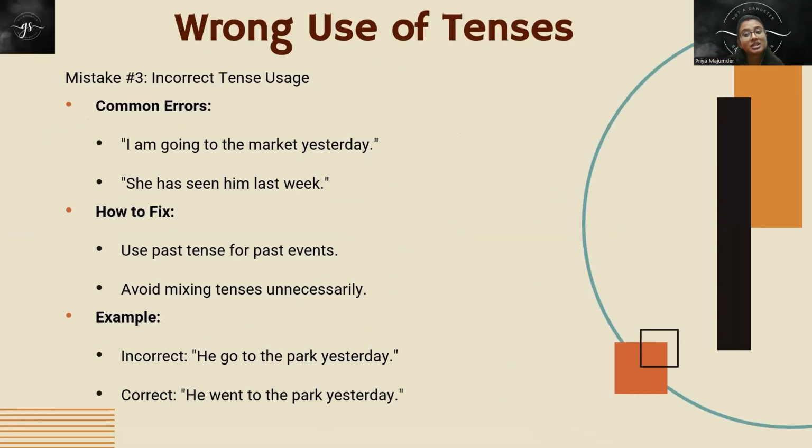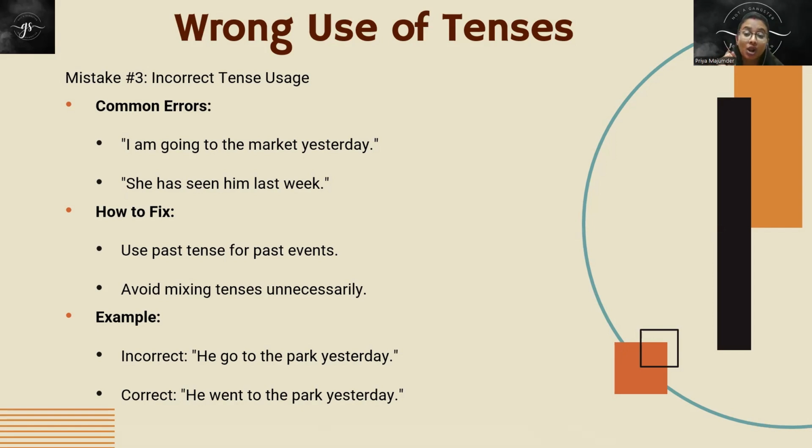Now it's time for the third one, that is wrong use of tenses. "I am going to market yesterday." "She has seen him last week." Both are using the past tense, right? Means both events happened in the past. Then why are we using the present? This is the error that we are making.